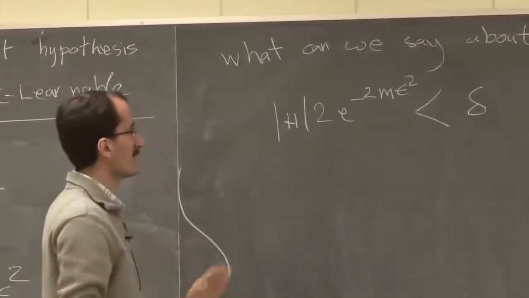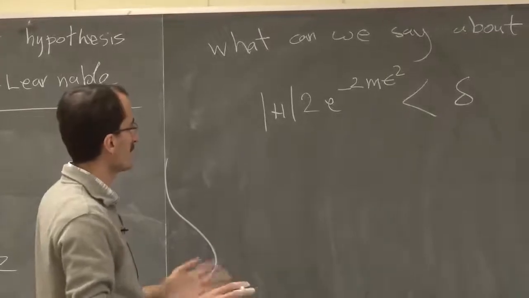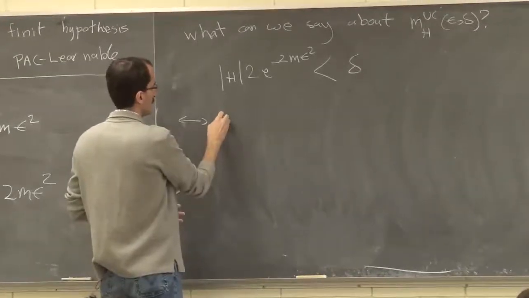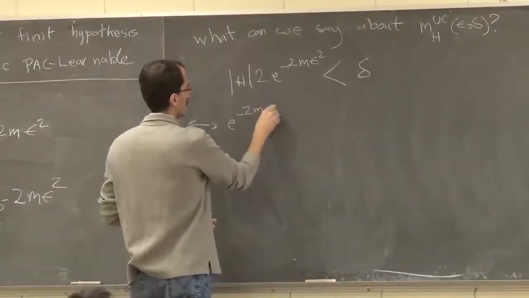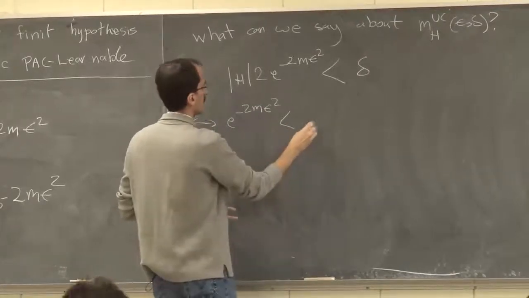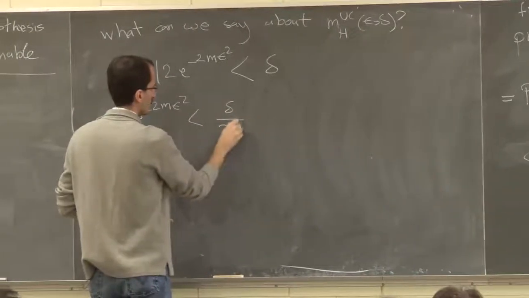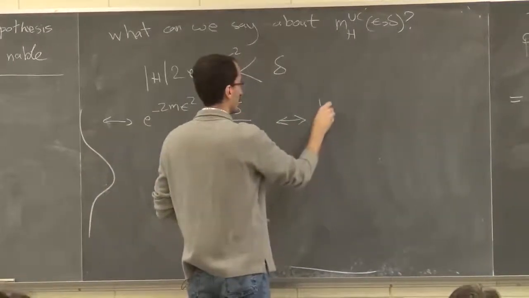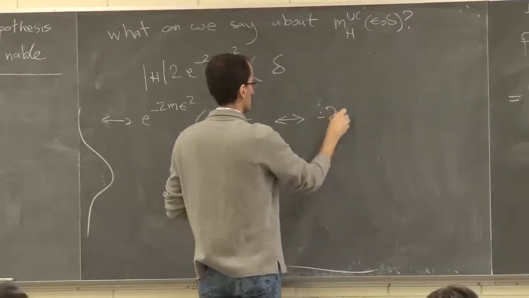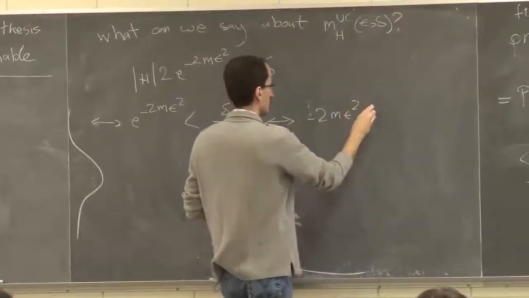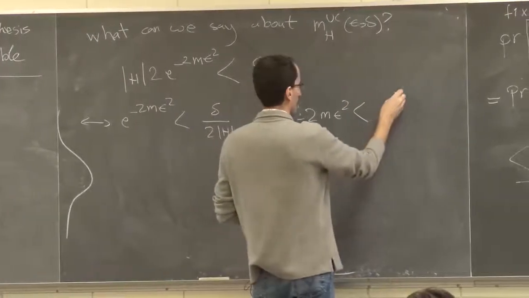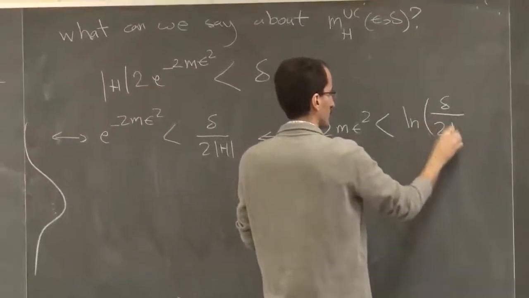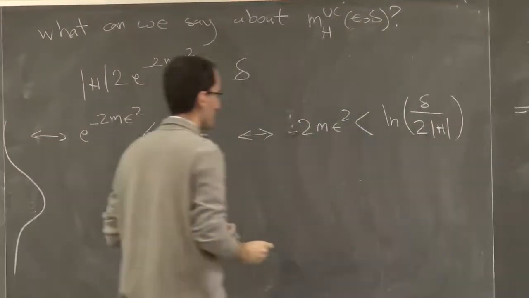So now we can take the log and do the division. That's e to the minus 2m epsilon squared less than delta over 2h. We can take the log, so minus 2m epsilon squared is less than ln of delta over 2h.